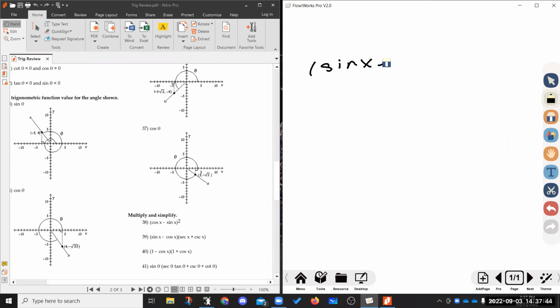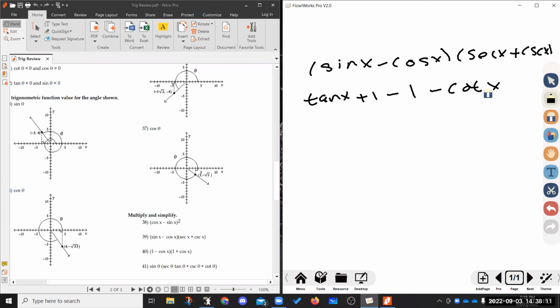Sine x minus cosine x times secant x plus cosecant x. Sine times secant can be sine over cosine, which is tangent. Sine times cosecant, those are reciprocals, that's 1. Minus cosine times secant, those are reciprocals, that's 1. Minus cosine over cosecant, that's cotangent. So those make a 0, and this is tangent minus cotangent.